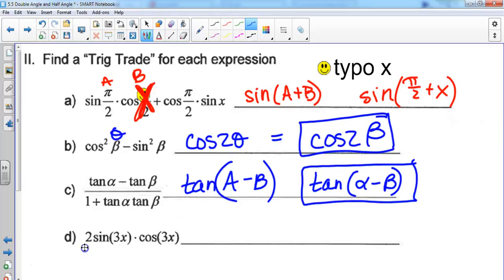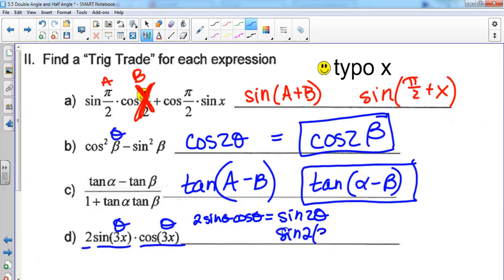Okay, what about this one? 2 times a sine times a cosine. It's a sine of 2 theta. But what is our theta this time? 3x. So it is the sine of 2 3x's, which is sine of 6x. It's about as tricky as they get. Whew. Wasn't really that bad, right?